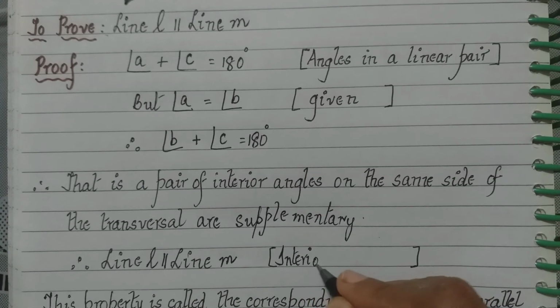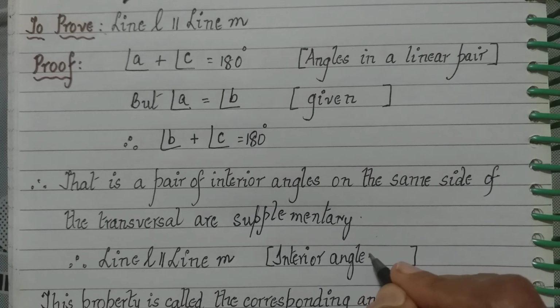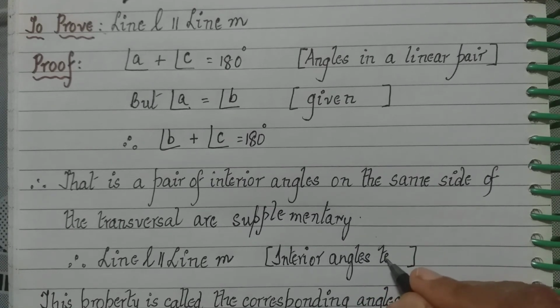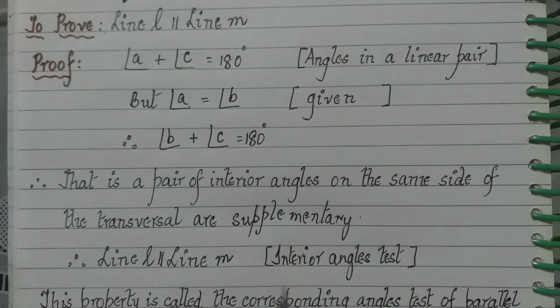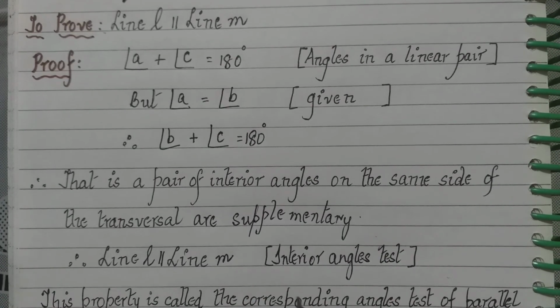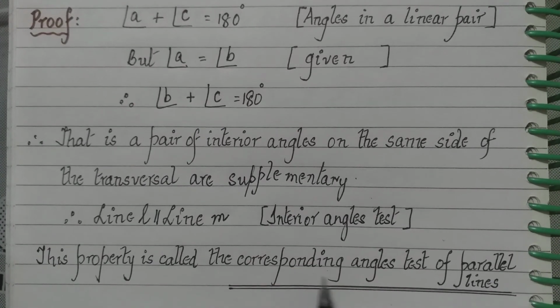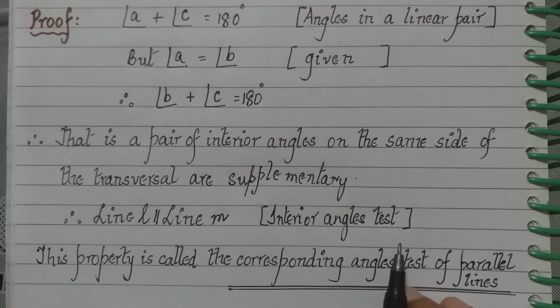So here in this test, what are we doing? We are taking a pair of corresponding angles and then trying to prove that the lines are parallel, and therefore this test is called the corresponding angles test. That is why I have written here that this property is called the corresponding angles test of parallel lines. So with these three tests in mind and the angle sum property of a triangle, we start with practice set 2.2.